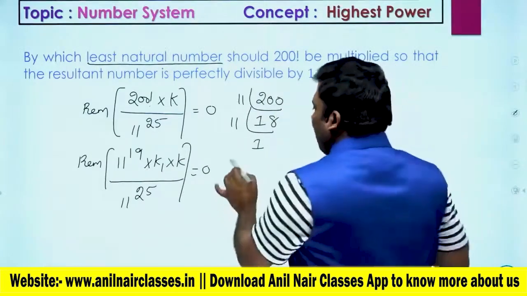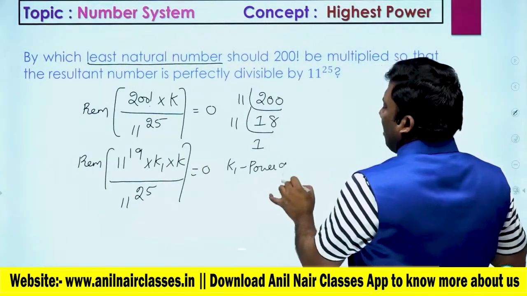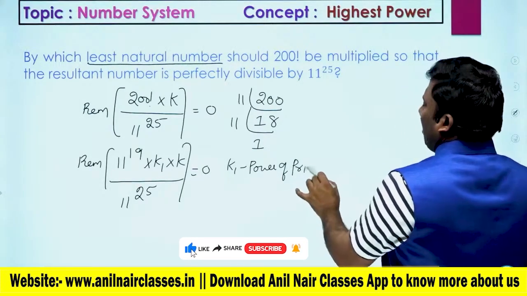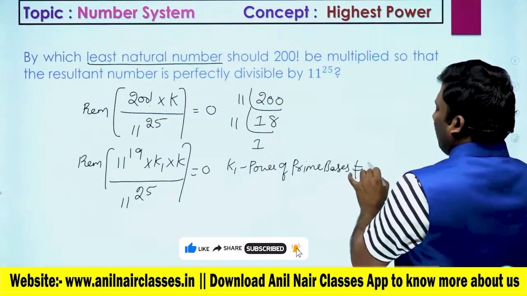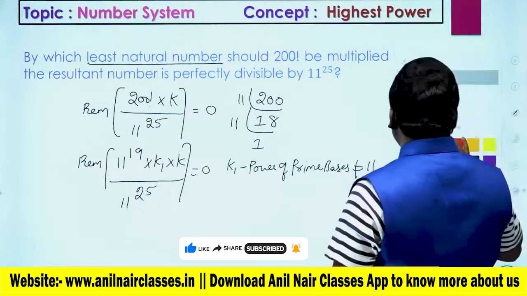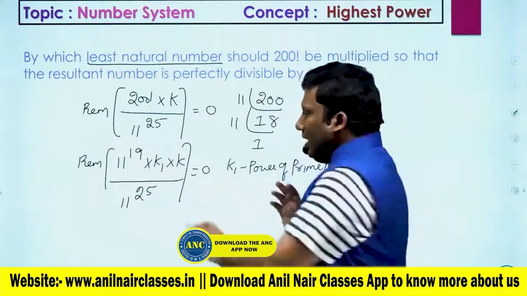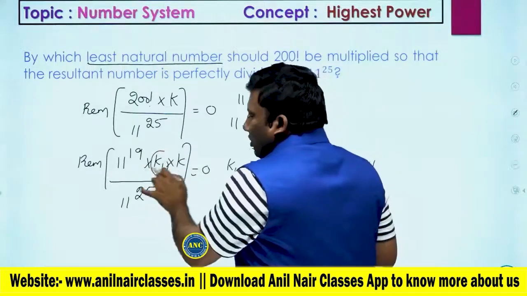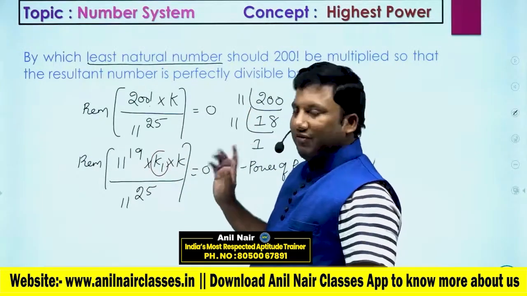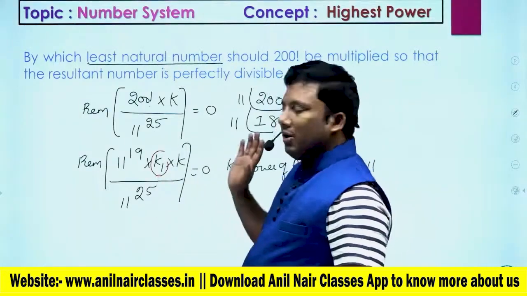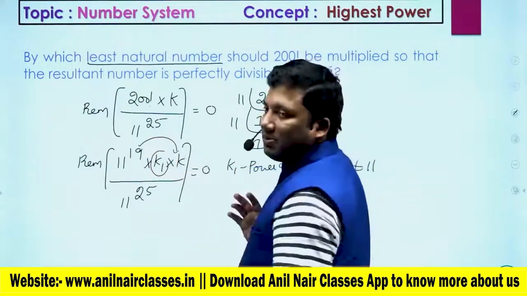What is k1? K1 is the power of prime bases other than 11. So it is 11 power 19, and k1 is other than 11. These numerators should be divisible by 11 power 25. Already 11 power 19 is present.